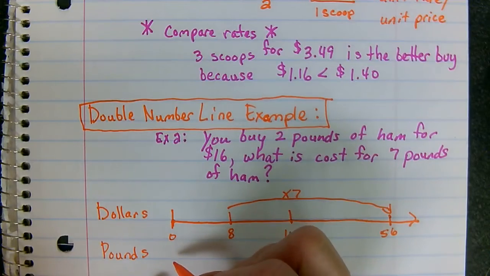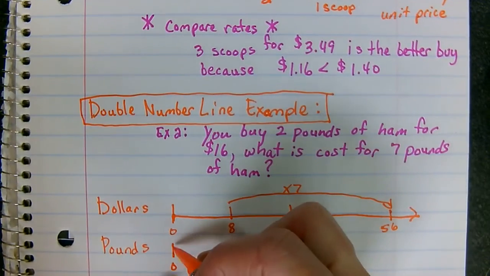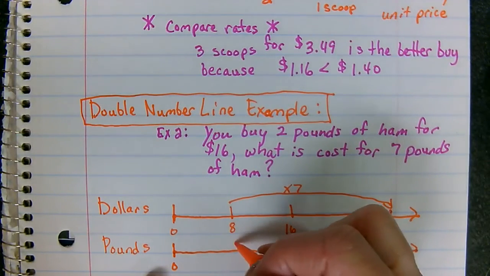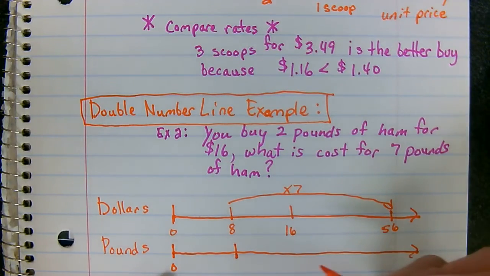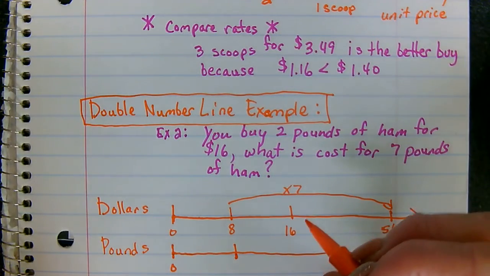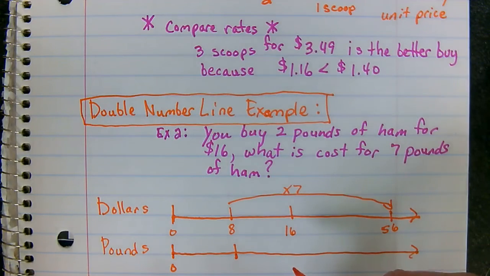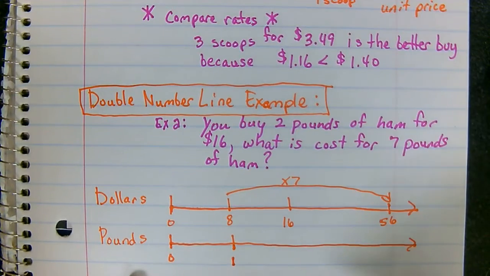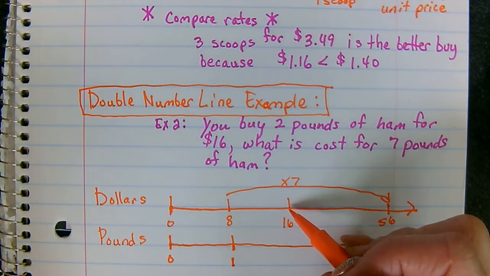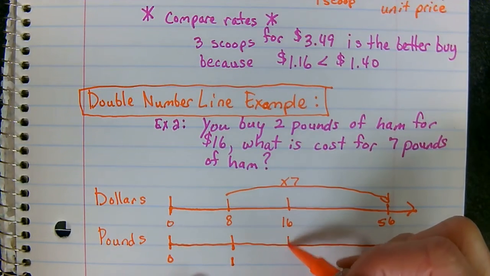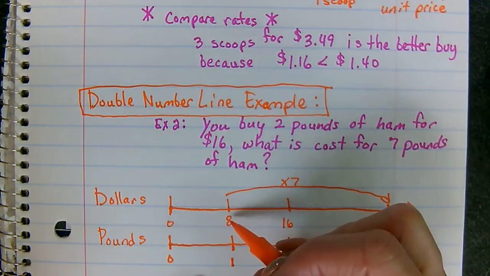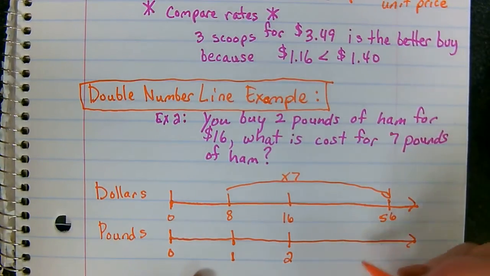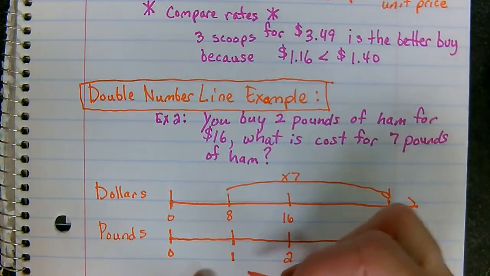Now, if we look at the next one, 0 pounds, and we go on up, we start at find unit rate first. Well, to find the unit rate, we're looking at 1 pound would be $8 because if $16 buys you 2 pounds, 16 divided 2 is 8-to-1 ratio. Okay? And then let's go on here. 8 times 7 was 56.